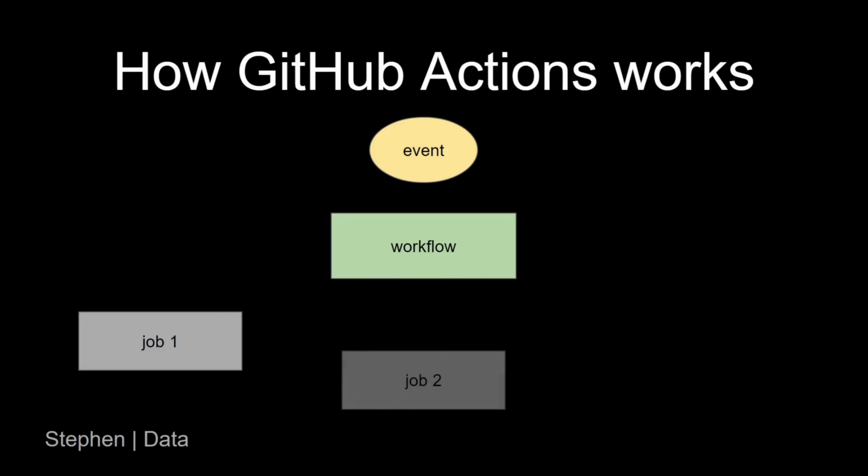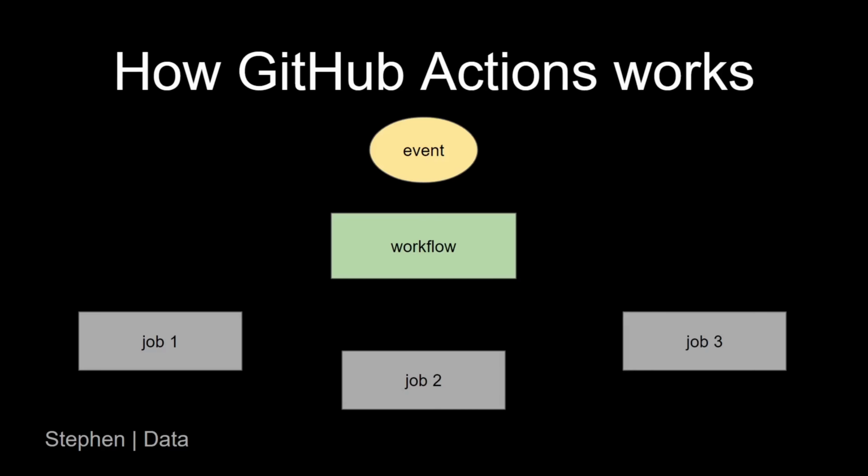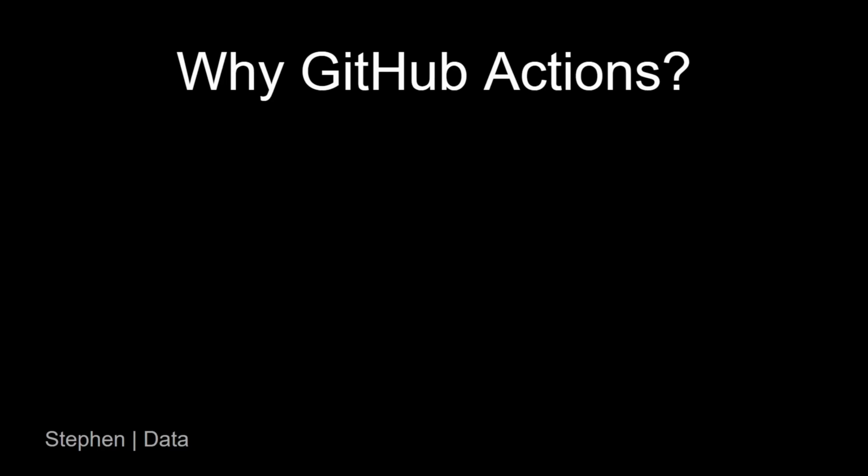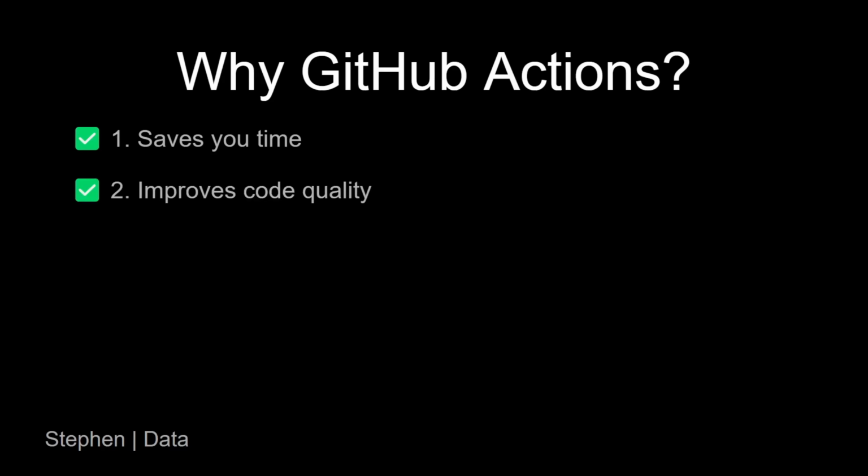So an example of an event can be when you push a commit to a branch. This event can trigger automated tests, builds, or deployments without you having to do anything manually. So why use GitHub Actions? So first of all, it can save you time. Instead of running the same task manually, GitHub Actions can actually do it for you automatically and much faster too. Number 2, it improves code quality. Because every test and deployment is run automatically, this reduces the chances of human error.